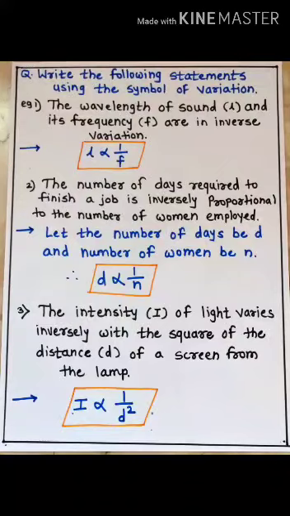Second example, the number of days required to finish a job is inversely proportional to the number of women employed. Here, let the number of days be D and the number of women be N. Therefore, D is inversely proportional to N. So students, in this way we can write the symbolic representation of inverse variation.